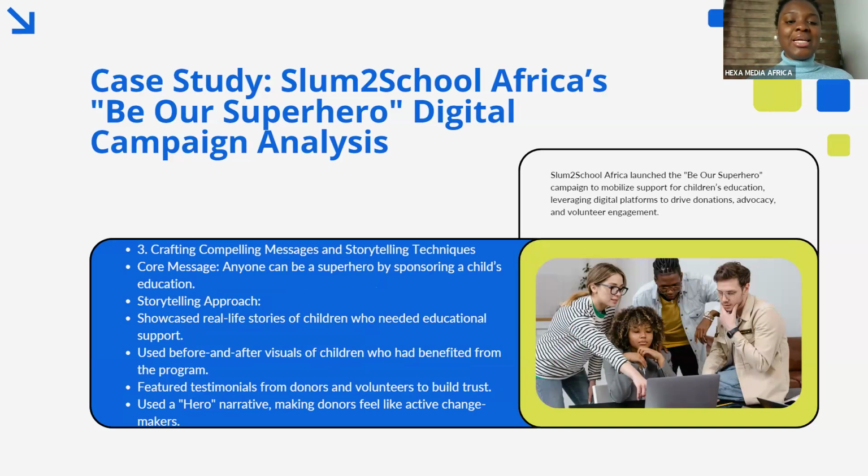Their storytelling approach was showcasing the real-life stories of children who needed educational support, and then they used before and after visuals of children who had benefited from the program before, meaning they had a tested and trusted concept. So people were not coming to something new. This also brings me to proof of concept.